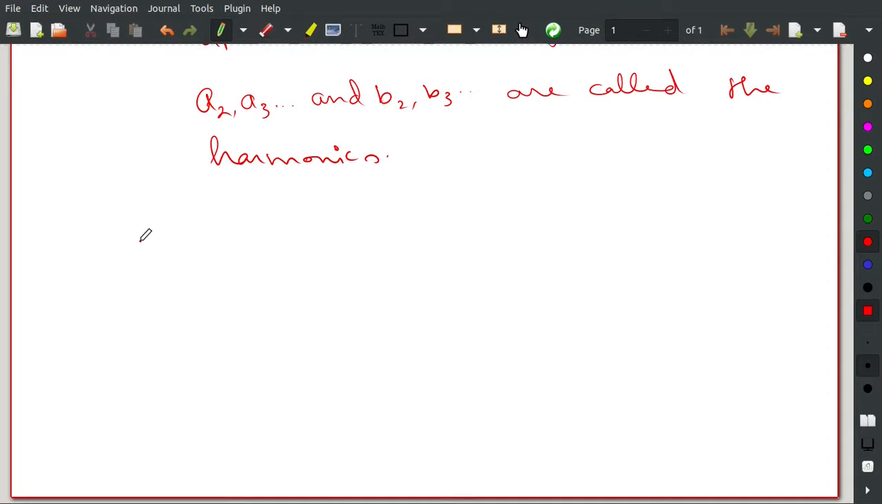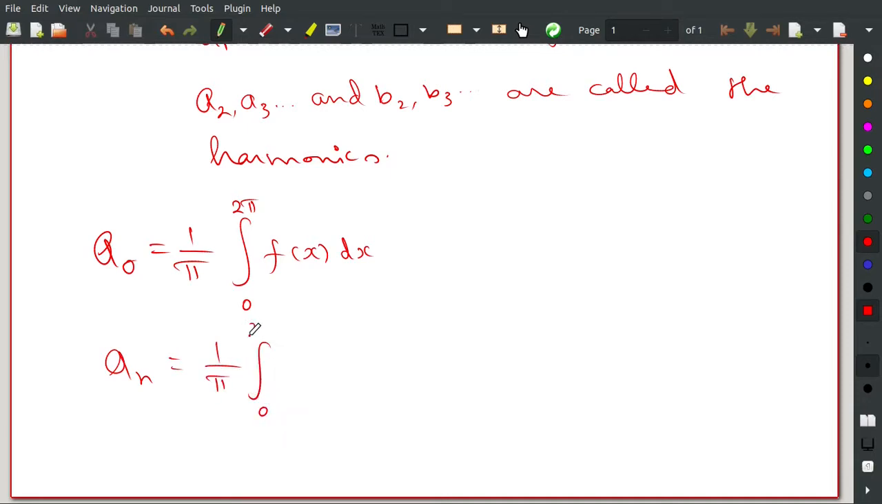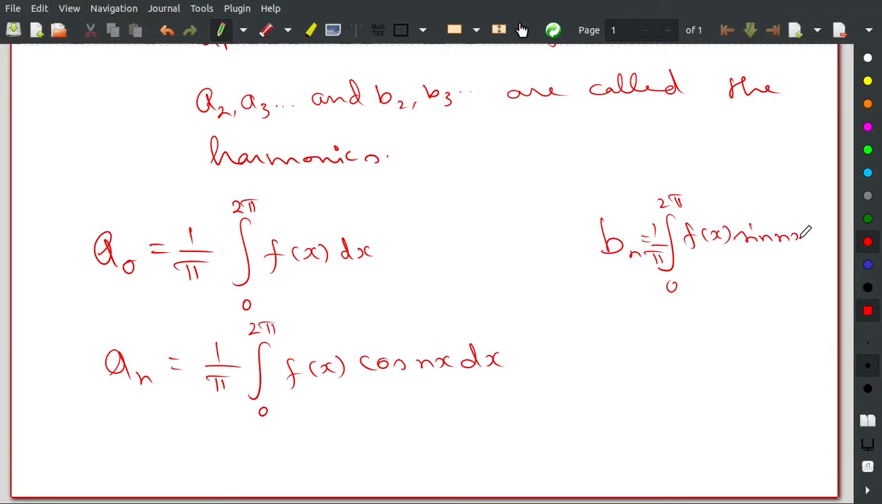So let me write down the explicit form of A0, An and Bn so that we can represent any periodic function, provided they satisfy the above three conditions, in Fourier series. Therefore, A0 is 1 by pi integral 0 to 2 pi f of x dx, and An equals 1 by pi integral 0 to 2 pi f of x cos nx dx, and Bn equals 1 by pi integral 0 to 2 pi f of x sin nx dx.